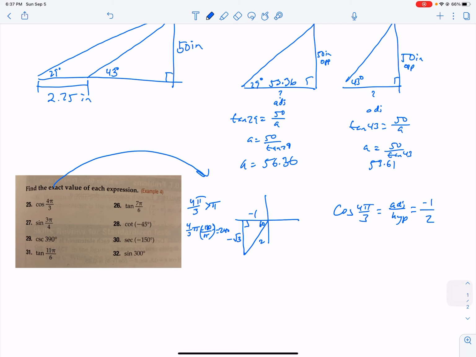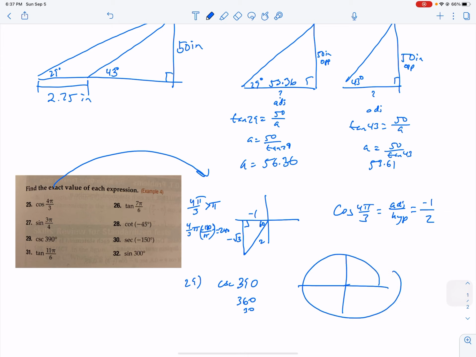Let's look at a harder one. Let's look at 29, the cosecant of 390. So 390 is bigger than 360 by 30 degrees. So we know we're going to take one full circle and a little bit more. That's going to be our 30-degree angle.